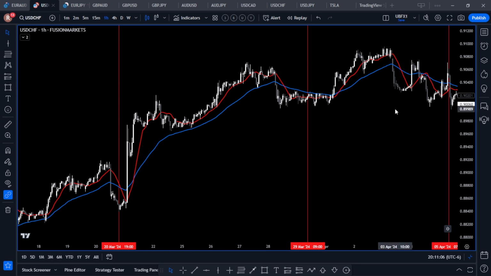All right, I hope this is valuable to you. It will make a difference. If you implement this into your trading, you are going to notice that you are on the right side of the market more often than not.